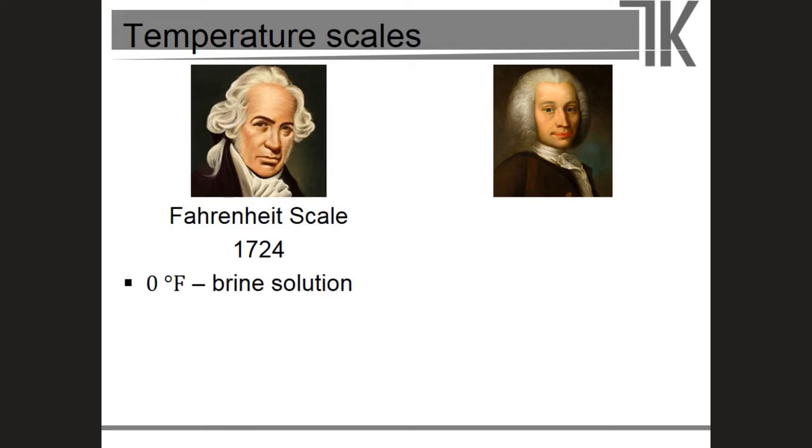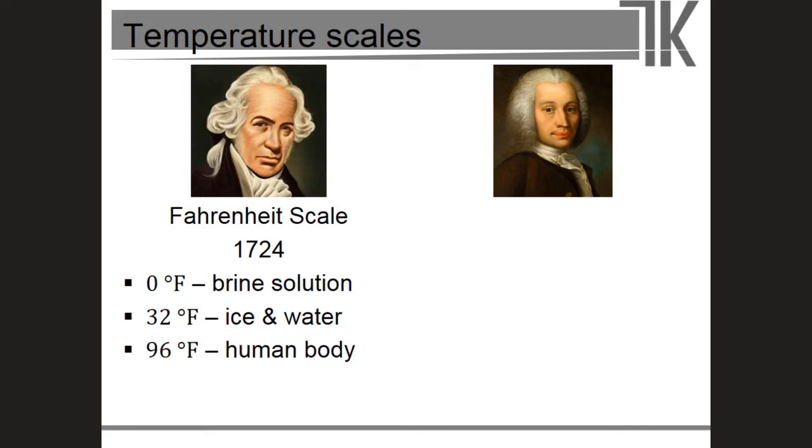He called 0 degrees Fahrenheit the temperature of a particular brine solution, so salt and water, and his second point was 32 degrees Fahrenheit, and this is a combination of ice and water, or the melting point of ice. While he could just use those two, he went on further to define a third point in his scale, which is the temperature of the human body, 96 degrees Fahrenheit. And then he divided up the scales between there.